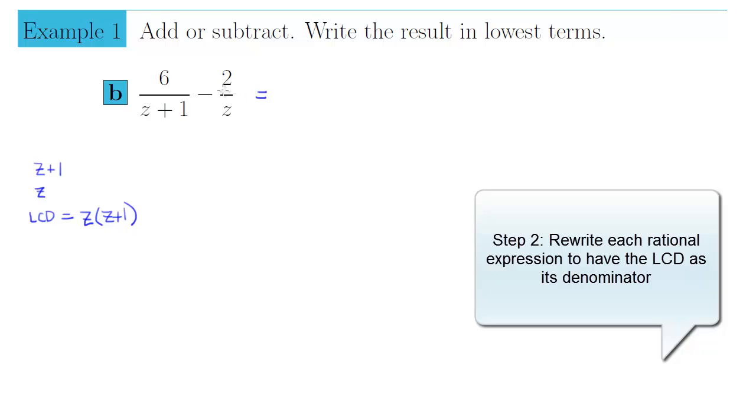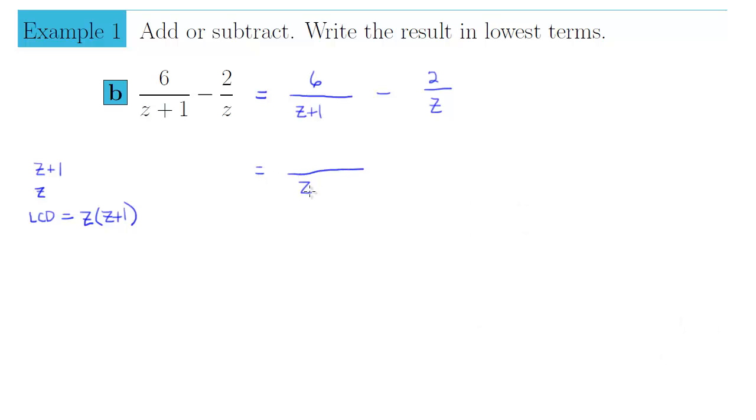So I'm going to rewrite my problem, and I'm going to leave some space because I know I'm going to be multiplying. I have 6 over z plus 1 minus 2 over z. And I know that I want to obtain in the denominator z times z plus 1 for each of these rational expressions. So what is it that we need to multiply by in the denominator and the numerator to create the new fraction with z times z plus 1 in the bottom?